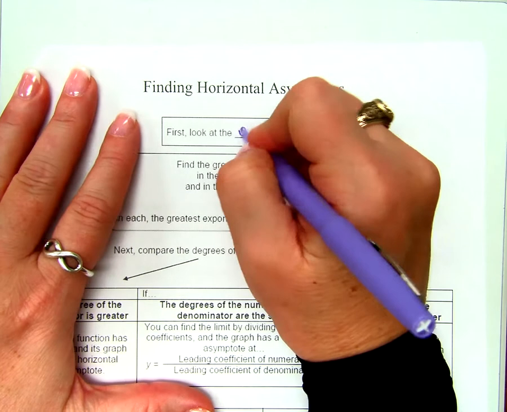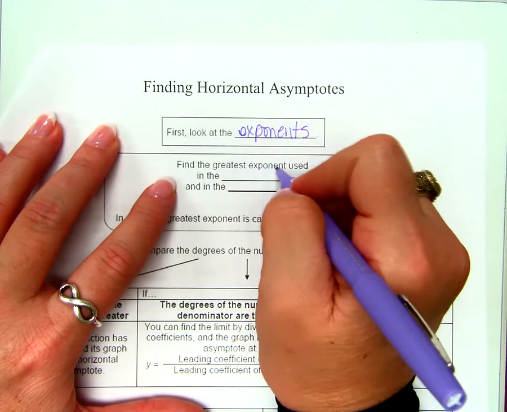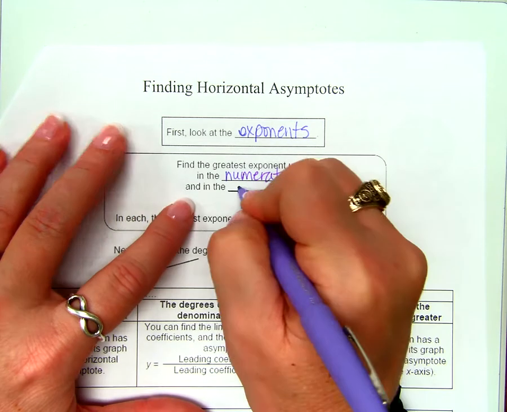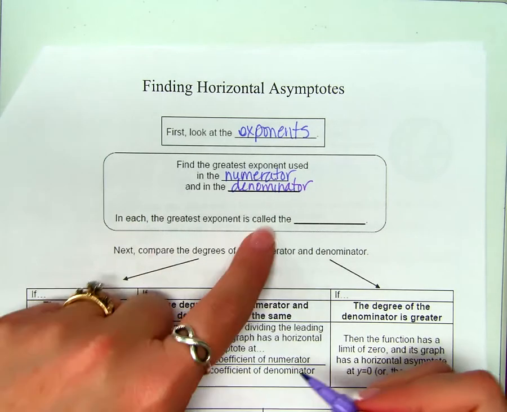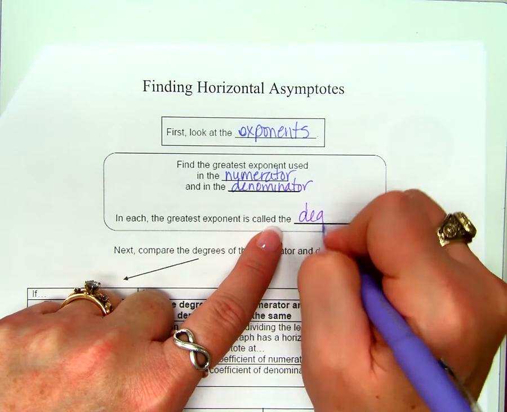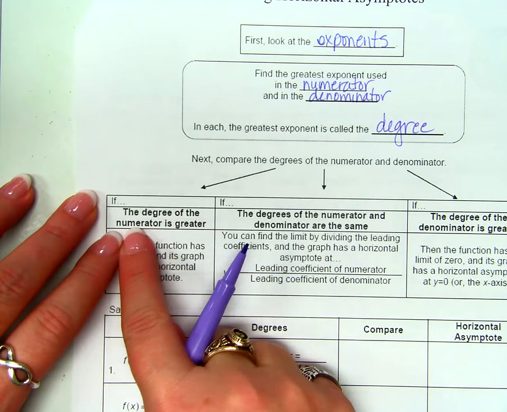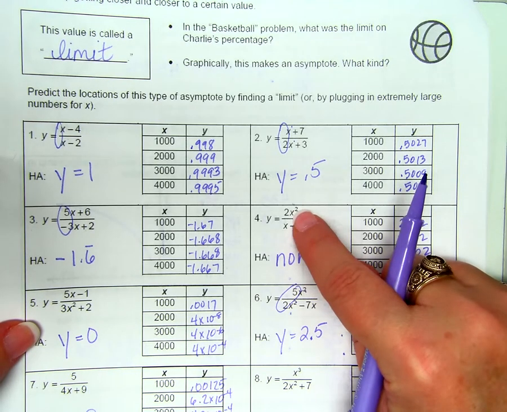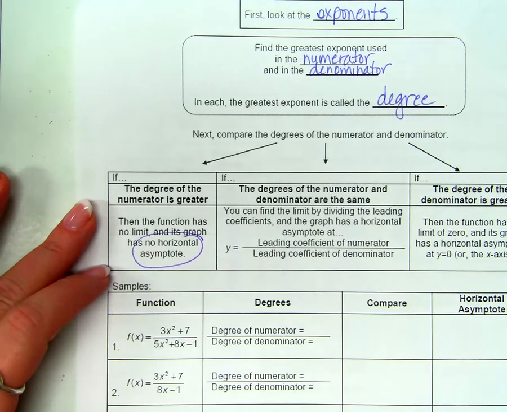First, we want to look at the exponents. We want to figure out which one's the greatest in the numerator and the greatest in the denominator. In each, the greatest exponent is called the degree. We've talked about that before, but it's been a while. So first of all, if the degree of the numerator is greater, like we talked about right here, this degree is 2, this is 1, so the numerator is greater. This degree is 3, this degree is 2, so the numerator is greater. There is no horizontal asymptote.